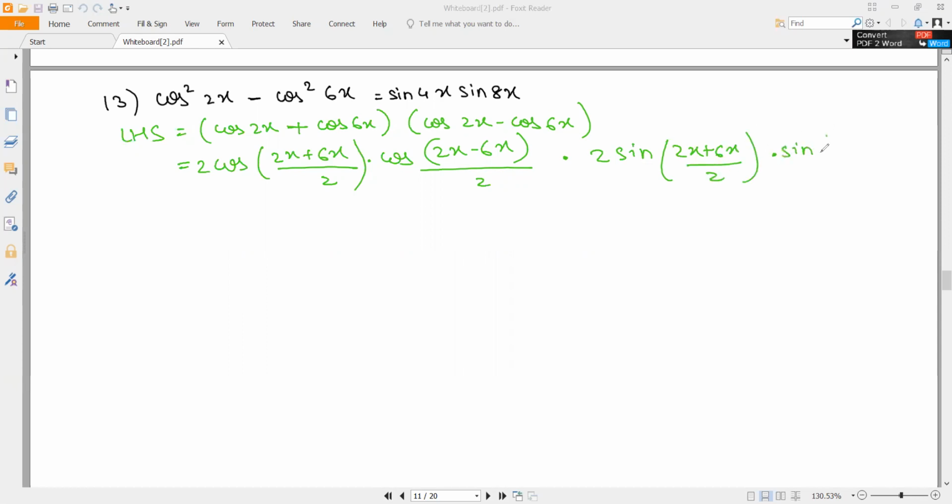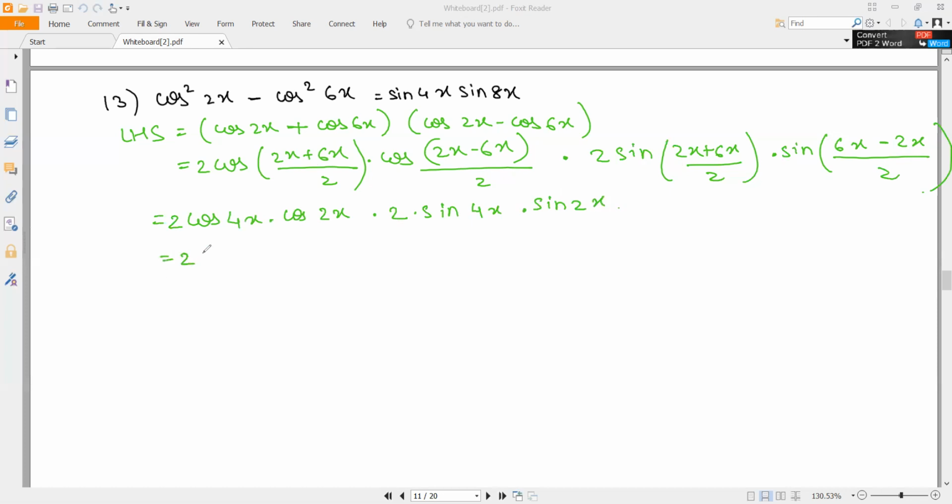into sine of b minus a, which is like (6x minus 2x) divided by 2. So this is equal to 2 times cos of (6 plus 2) is 8, 8 by 2 is 4, 4x, into cos of minus 4x minus 2, cos of minus 2x, which is cos 2x, since cos minus theta is equal to cos theta, into 2 times sine of 8x divided by 2 is 4x, into sine of (6x minus 2x) divided by 2, which is sine 2x.